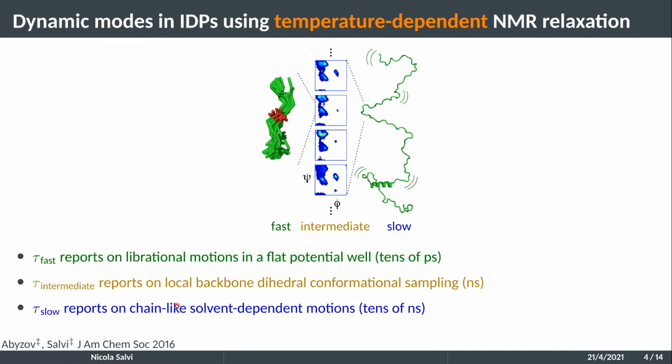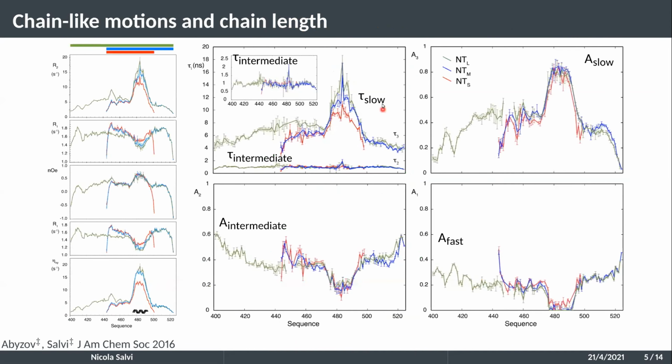Now I don't have time to go into all the analysis that we did, but one simple example that should convince you that these slow motions actually are of chain-like nature is that if you repeat this study with constructs of different lengths, so green, blue, and red from long to short, you see that the only parameter in our analysis that actually changed is the time scale of these slow motions.